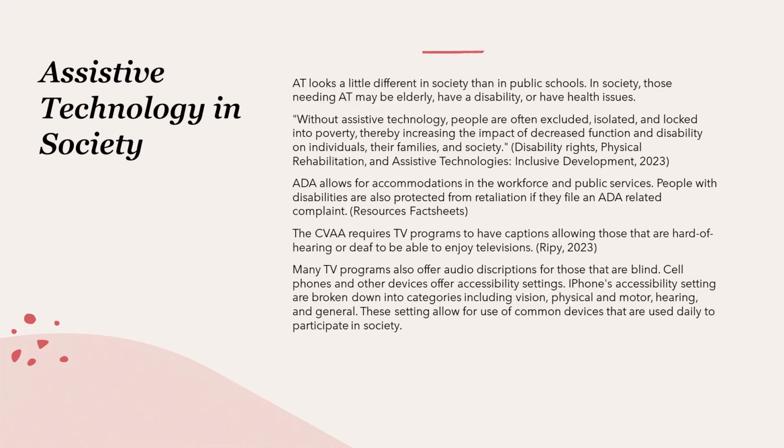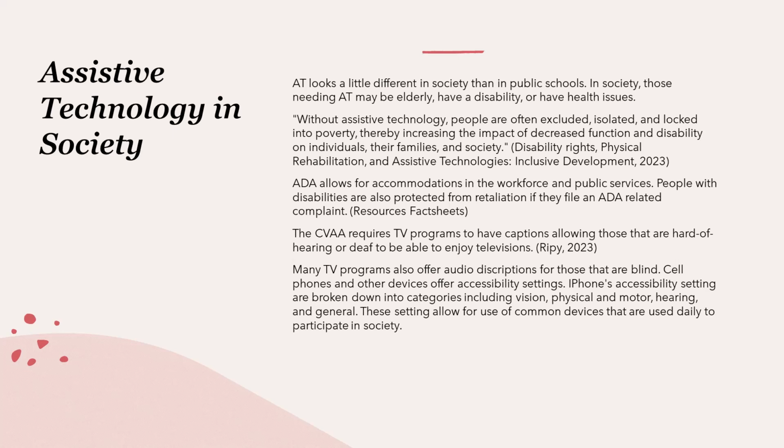Assistive technology in society. Assistive technology looks a little different in society than in a public school. In society, those needing assistive technology can be a wide variety of people. It can be the elderly, somebody with a disability, or someone with a health issue. Health issues can be mental or a physical issue. Without assistive technology, people often are excluded, isolated, and locked into poverty. So this increases the impact of decreased function and disability on individuals, their family, and society.